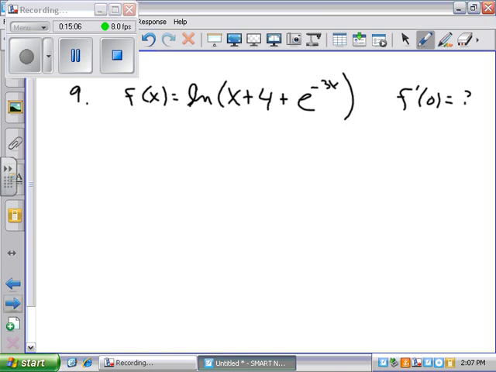Number 9, we got to know how to take the derivative of a natural log. After we do this, we got to plug in 0. So what is the formula that I have to know to be able to do this? If you want to take the derivative of the natural log of u, what does it equal? U prime over u. Thank you.